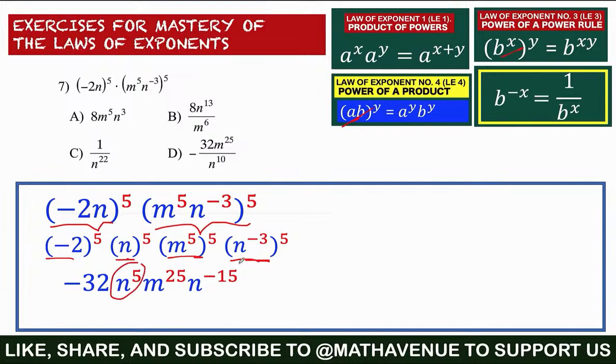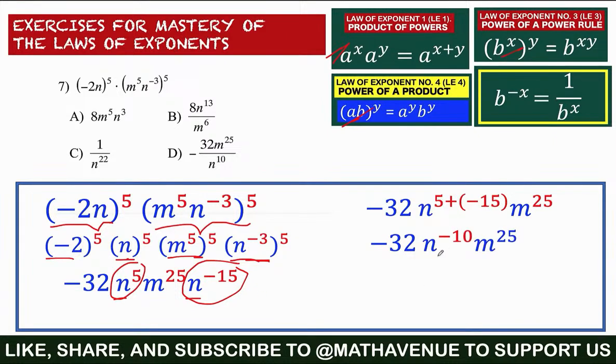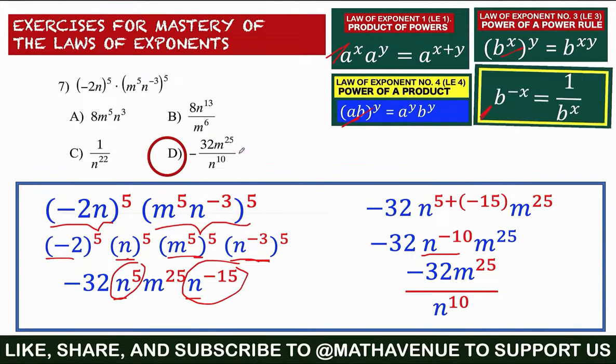Then n to the fifth and n to the negative 15 have the same base, and the operation is multiplication. That means we can apply law of exponent number 1. So this would be the result. Copy the negative 32, n to the fifth times n to the negative 15 becomes n to the fifth plus negative 15, and copy all the rest. Then let's simplify. Now you have a negative exponent here, so we are going to apply the transformation from negative exponent to positive exponent, meaning we can write n to the negative 10 in the denominator, but that will become n raised to positive 10, like this. And we now have our final answer. So 4 different laws of exponents are applied in problem number 7. Let's go to the next problem.